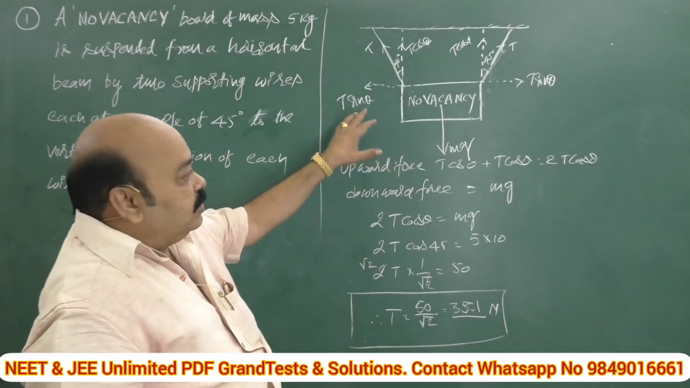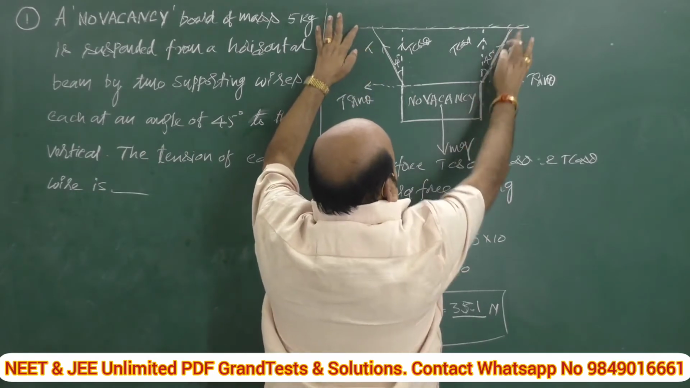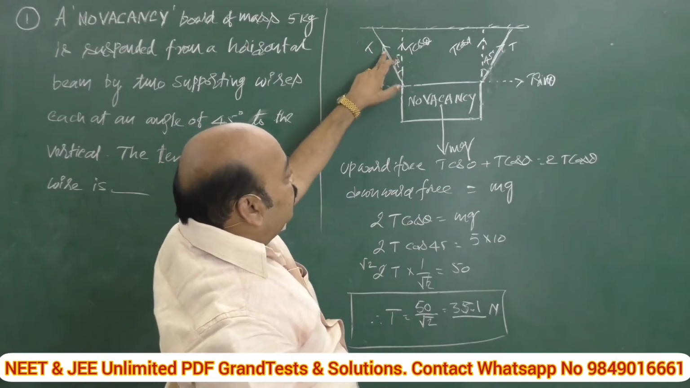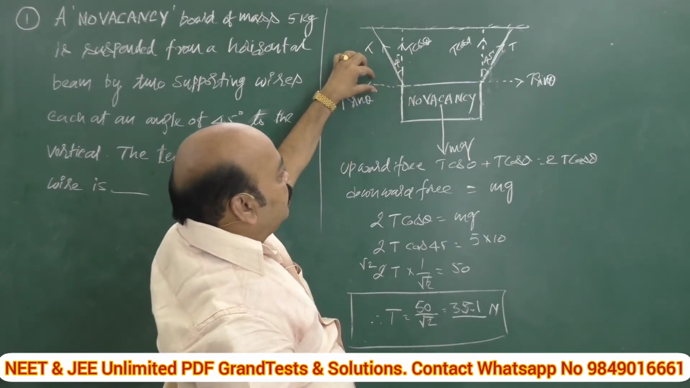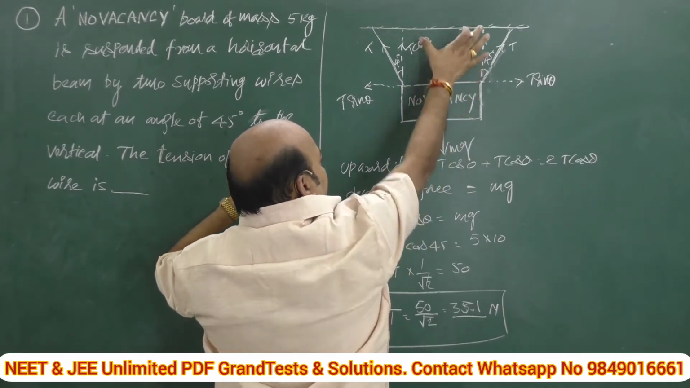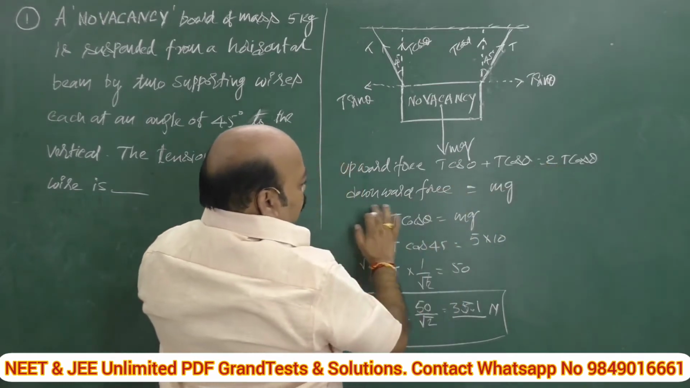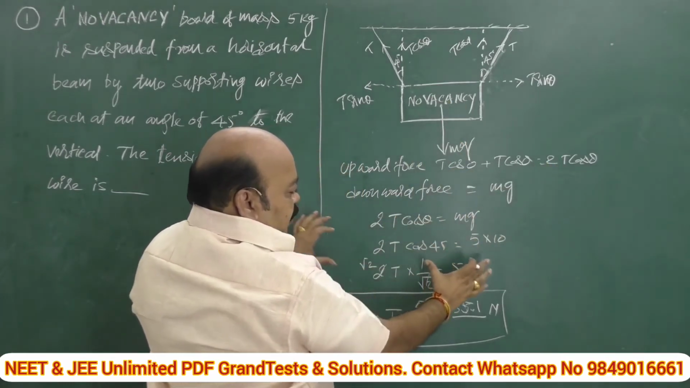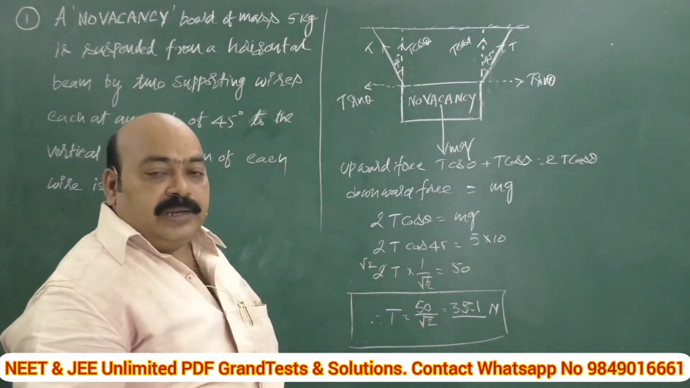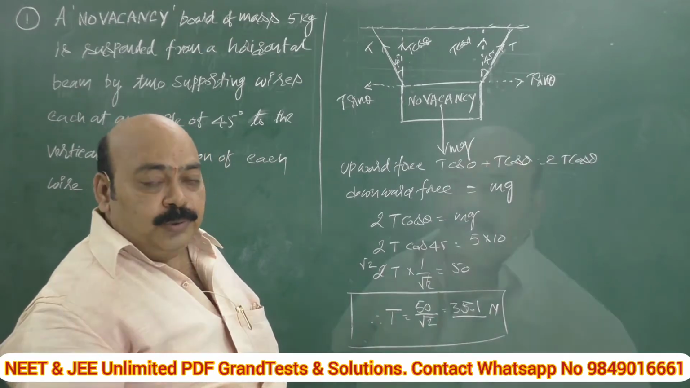Okay, fine. Once again, a no vacancy board is suspended by two strings which make 45 degrees with the vertical. What is the tension in the string? I am resolving this tension into T cos theta, T sin theta. Similarly, T cos theta, T sin theta. Hence, two vertical upward forces are acting. That's why the sum of the upward forces becomes 2T cos theta. Downward force becomes weight mg. For equilibrium condition, I am equating these two. Hence, the tension is calculated as 35.1. Since it is a tension, the unit will be Newton.